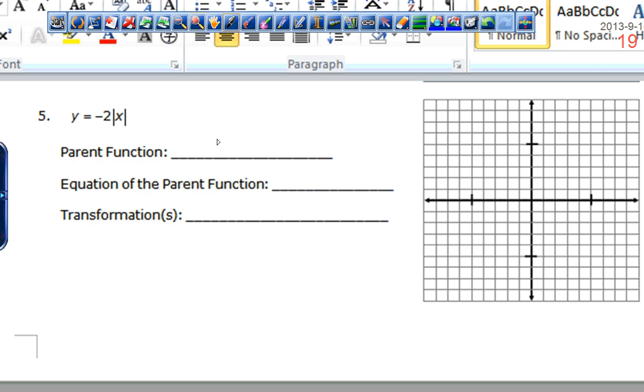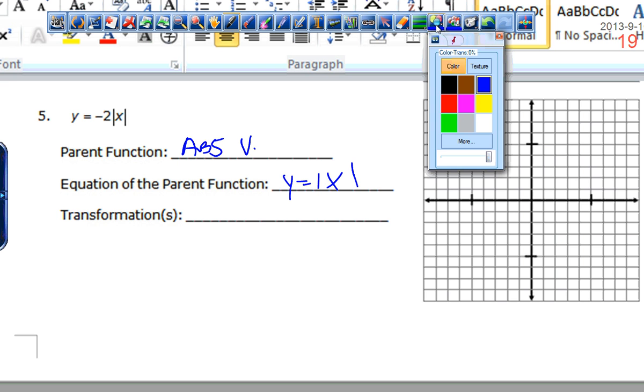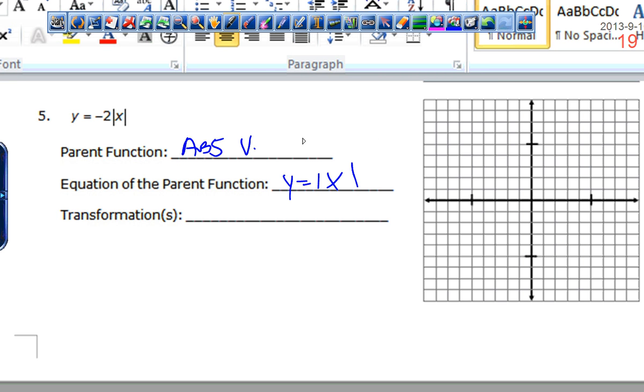What's our parent function? Absolute value. The equation is y equals absolute value of x. And I hope we're all sitting down because I have 2 different transformations this time. It flips over, so I'm going to say reflects. Is the negative on the inside of the absolute value or on the outside? Outside. So that just means the same from yesterday, the x-axis. And then what's that 2 do? Vertical stretch by a factor of 2.